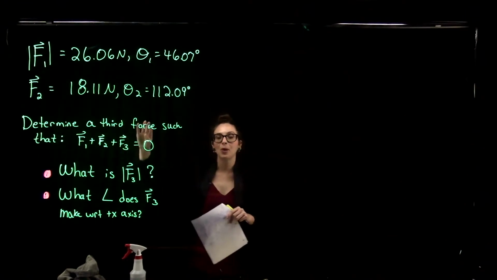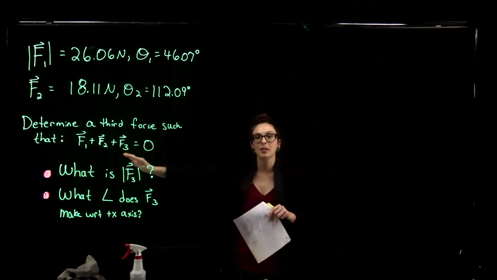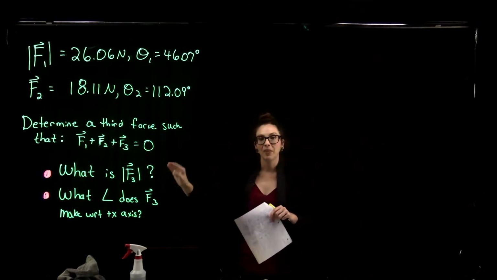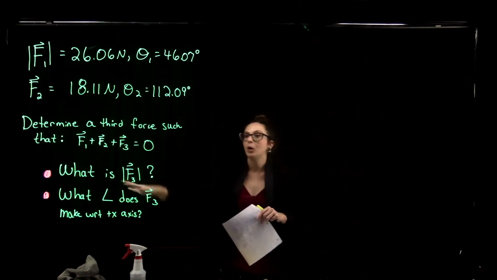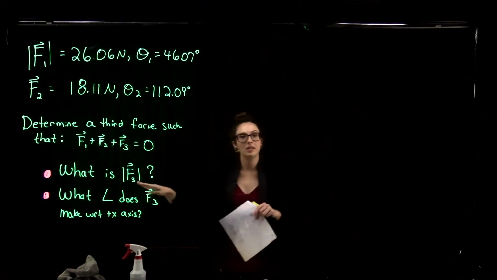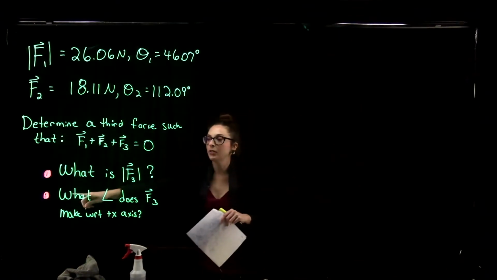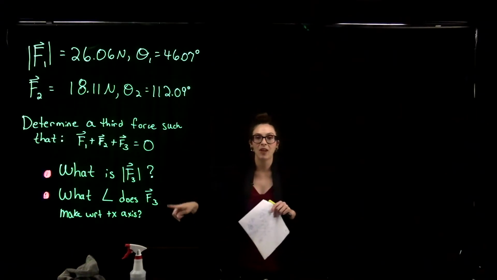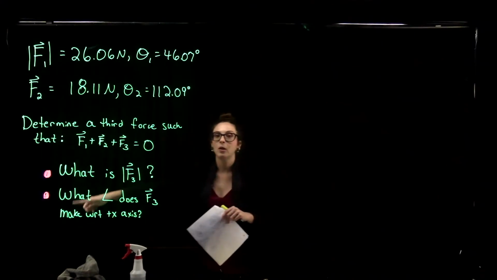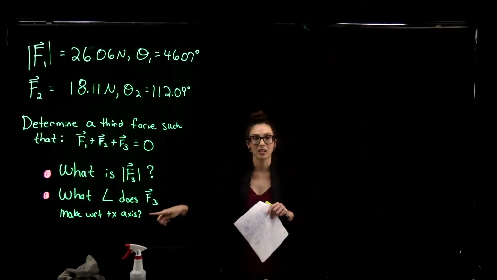Determine a third force such that the sum of the forces F1 plus F2 plus F3 equals 0. And in this example problem, we're going to figure out what is the magnitude of that third force, its size. And we're also going to figure out what angle this vector, vector F3, makes with respect to the positive x-axis.